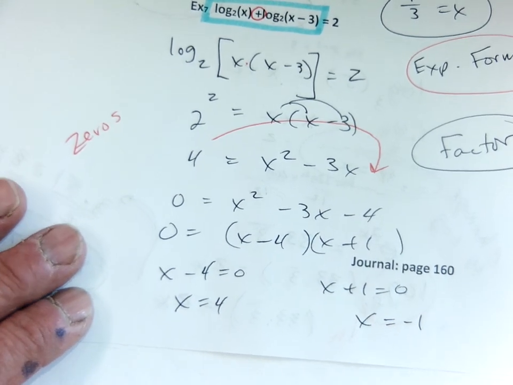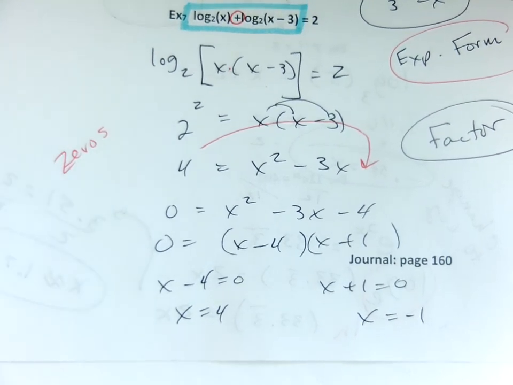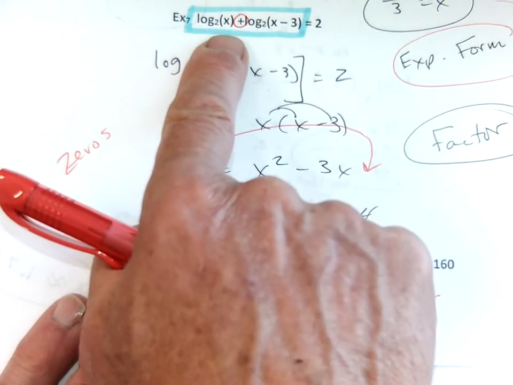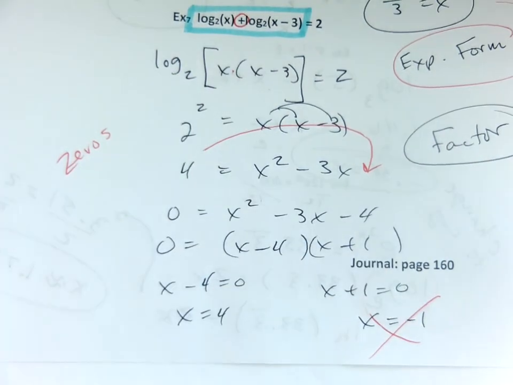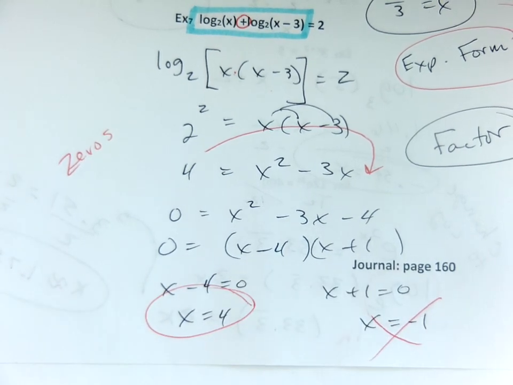Right, but wrong. I'm going to throw one of these out. The negative. Everybody agree? Throw out the negative, because if I tried to plug in right here, log base 2 of negative 1, I'd get an error, so I throw out the negative. Okay? How's that? Thumbs up?